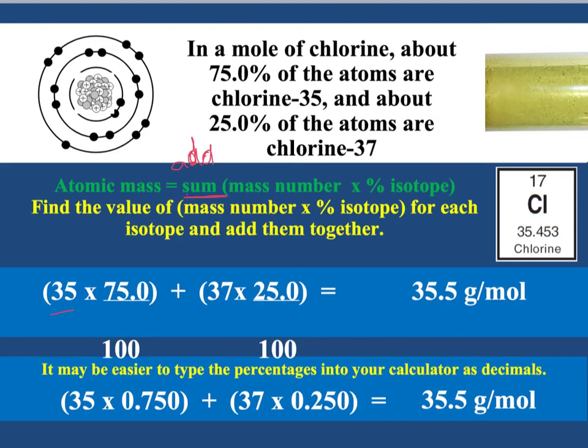And remember I told you it's 75%. So we do 35 times 75. And then 37 is the other isotope of chlorine. That's about 25%. So 37 times 25 gives you the other number. And then you add the two together, and what you end up with is 35.5. And that is measured in grams per mole because grams represents weight and moles represents our particles.